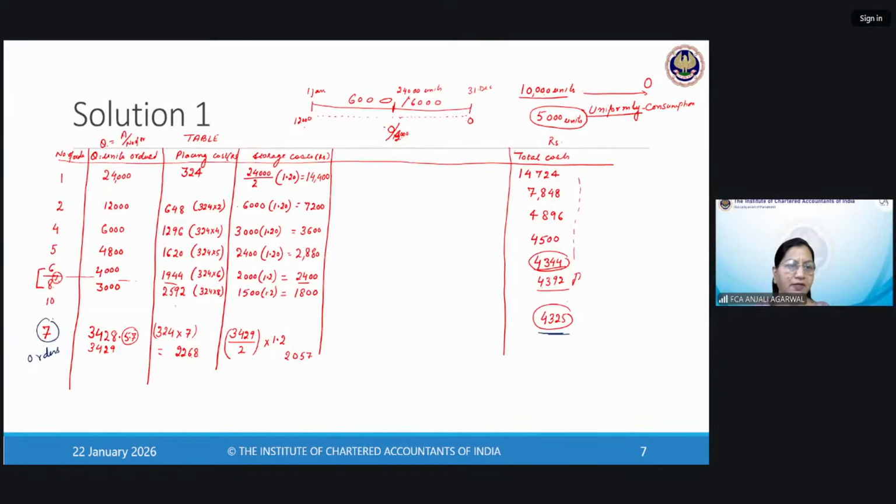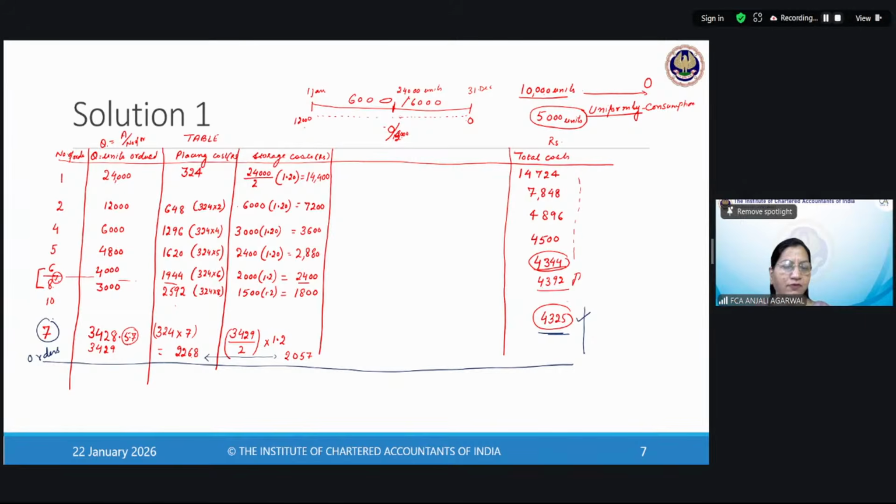When you are doing it in a tabular method, you might get some difference here. But then this is the best decision. We should place 7 orders in a year and order 3429 or 3430 units.